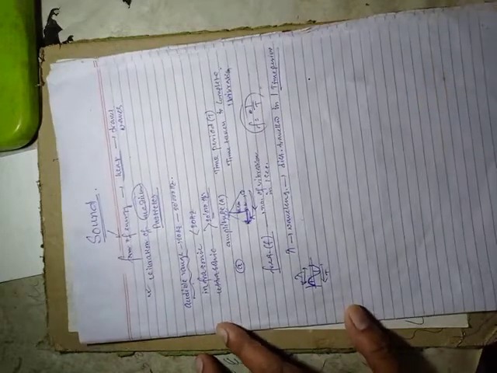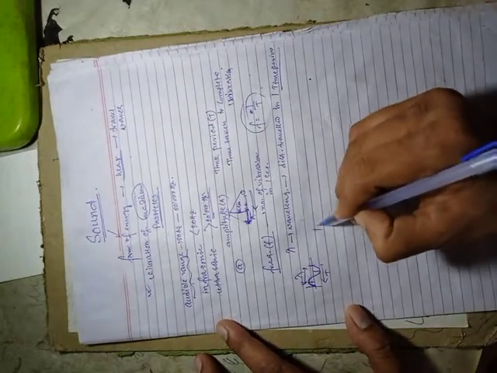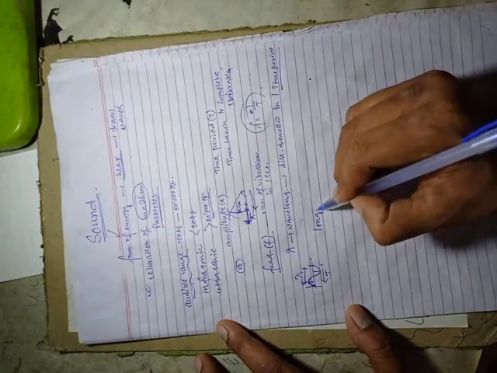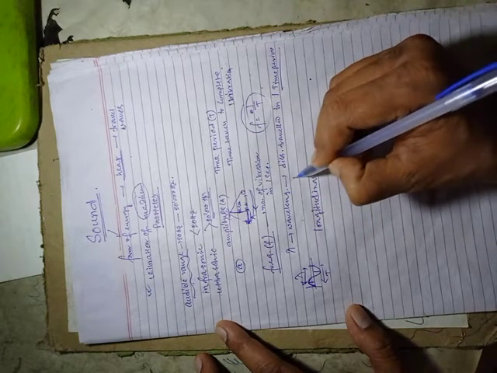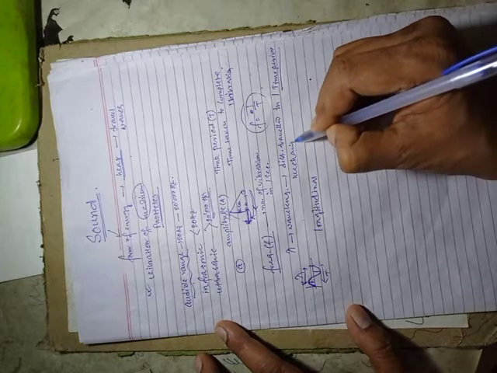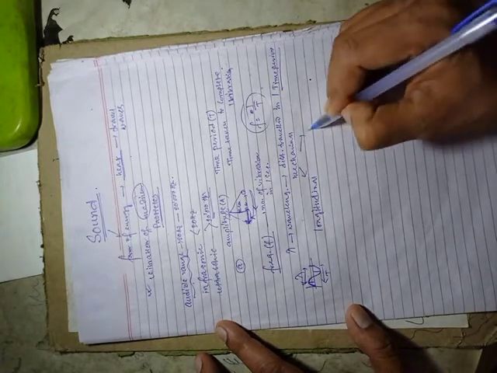Now students, the type of wave produced, the way sound will move, is longitudinal, and generally it is called a mechanical wave. You know, mechanical waves are of two types, longitudinal and transverse.